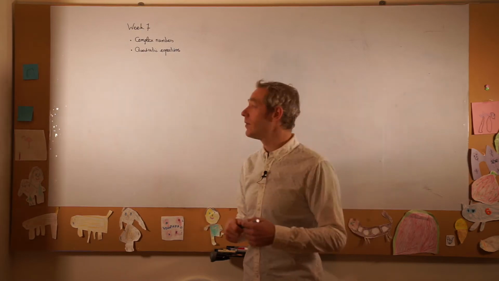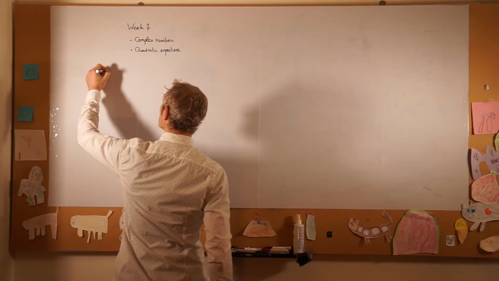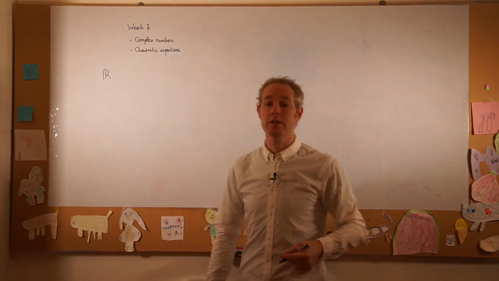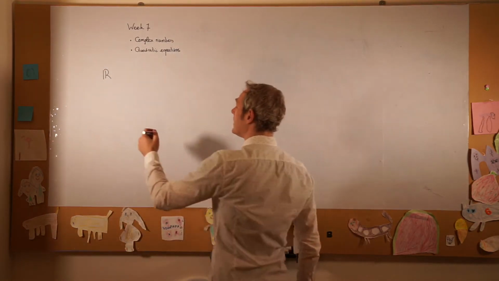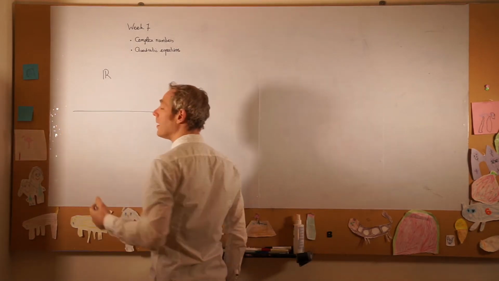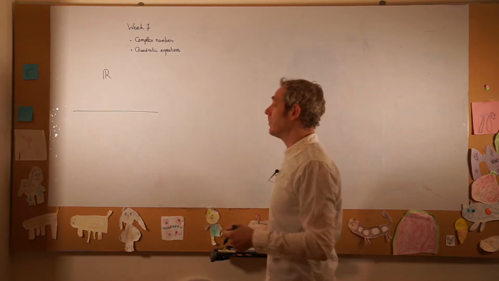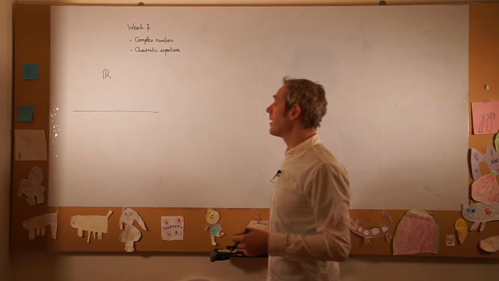Now, up till now, we've seen the real numbers, which can be denoted by the letter R with an extra stripe. And these are basically, if we have an axis system, all the numbers from minus infinity to infinity, not including minus infinity and infinity.